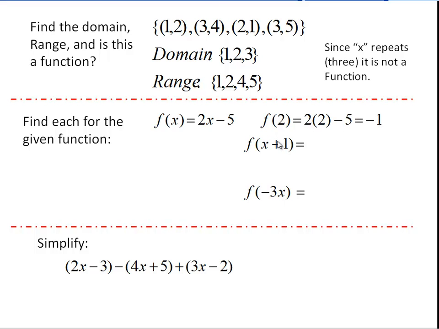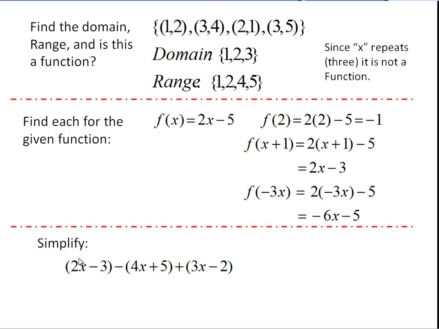Take x plus 1, put it where you see x. So it's 2 times (x plus 1) minus 5. That's 2x plus 2 minus 5, which is 2x minus 3. Evaluating negative 3x, put it where you see x. 2 times negative 3x minus 5. That makes negative 6x minus 5.